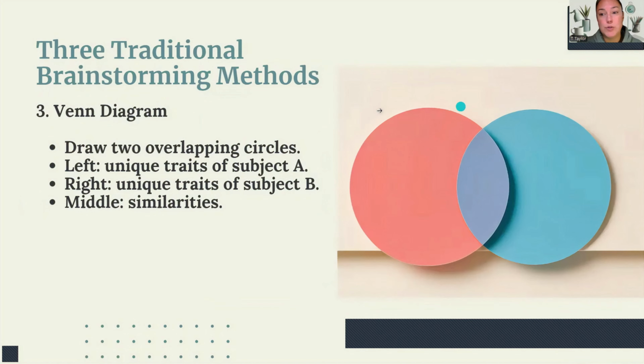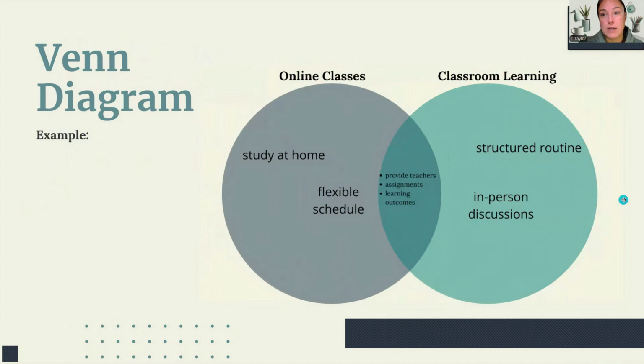So just keep in mind that you draw the two circles, and on the left, unique traits of subject A, on the right, unique traits and characteristics of subject B, and in the middle, similarities. And then you draw it like that with your thoughts and ideas and information. And still ahead, we'll explore even more brainstorming tips, like free writing, lists, and guiding questions. These quick methods will give you plenty of ideas to build your essay.